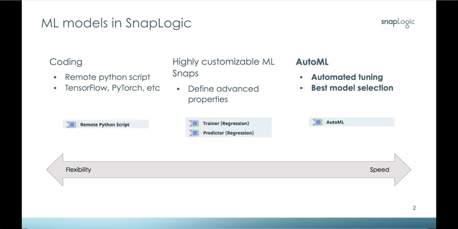Now, the third option that we're going to focus on in this particular demo is called AutoML, which basically automates some of the tuning and selection when it comes to defining a data set and actually getting the right algorithm and machine learning model for that particular data set. That comes with a snap called AutoML, which will be the center of our upcoming demo. Now, on the right-hand side here, as we go from coding to more of an AutoML scenario, it gives us more speed and also abstracts away some of the complexity involved in creating and using machine learning models.